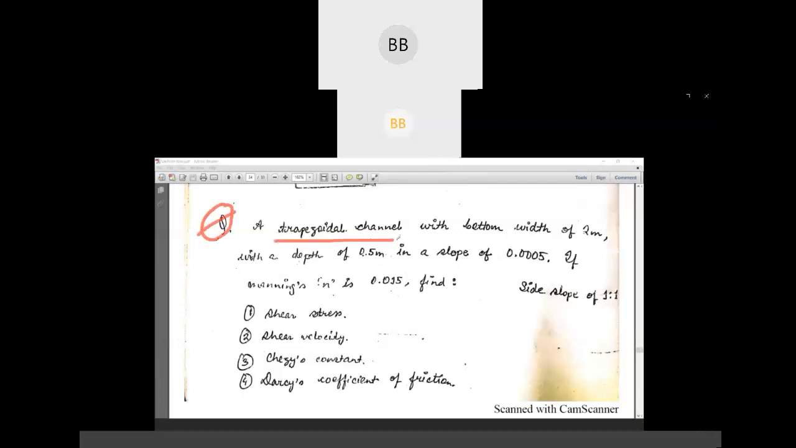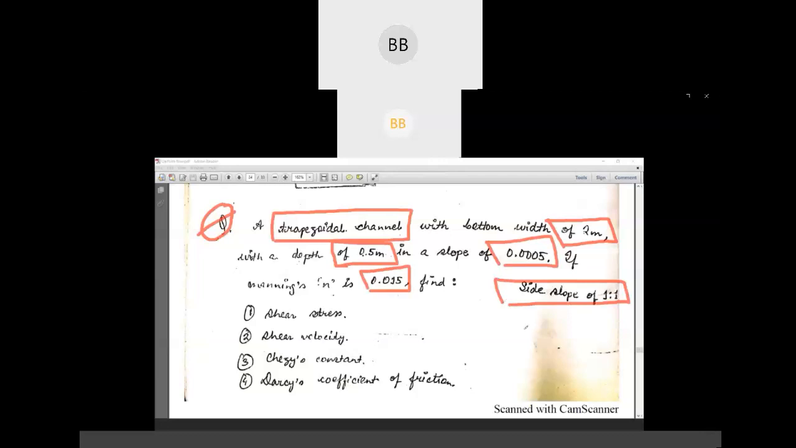So what is given is a trapezoidal channel with bottom width of 2 meter. Please write down the question. The depth of flow is given as 0.5 meter, slope is given, Manning's n is given. Side slope is given as 1 is to 1, that means our z is equal to 1.